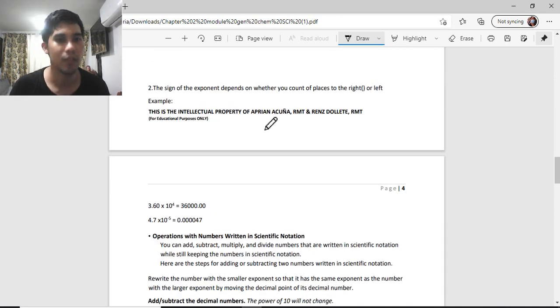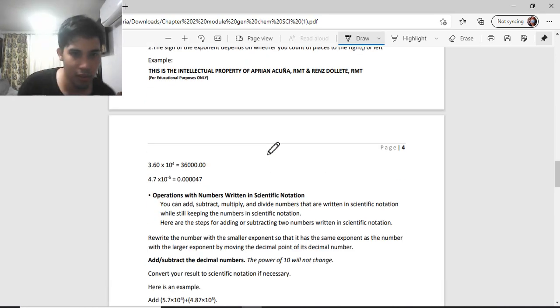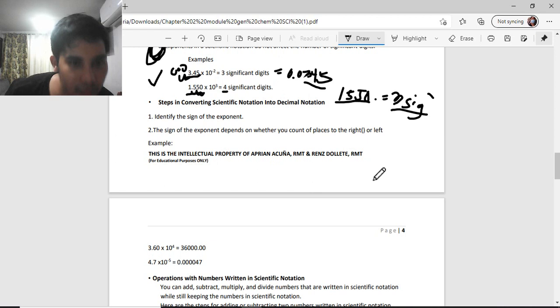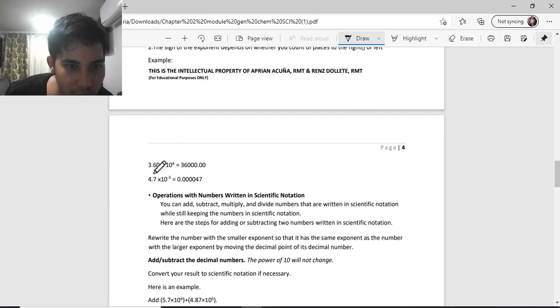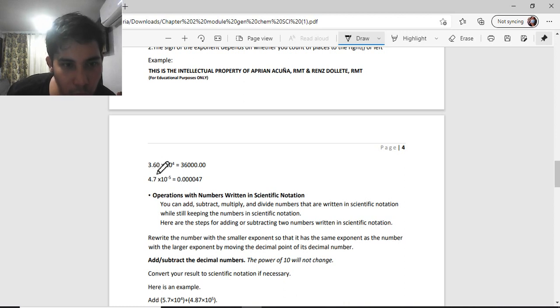Now, steps in converting scientific notation into decimal notation. We have here 0.360 times 10 raised to 4. You just move your decimal point to the right side. Positive makes your value bigger, larger. We have 1, 2, 3, and 4. That is now 3,600.